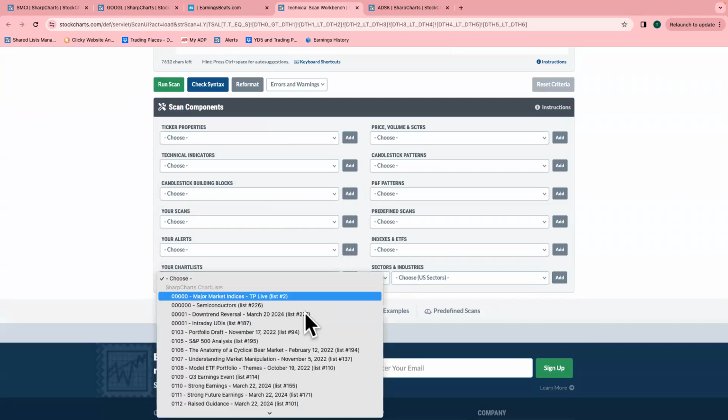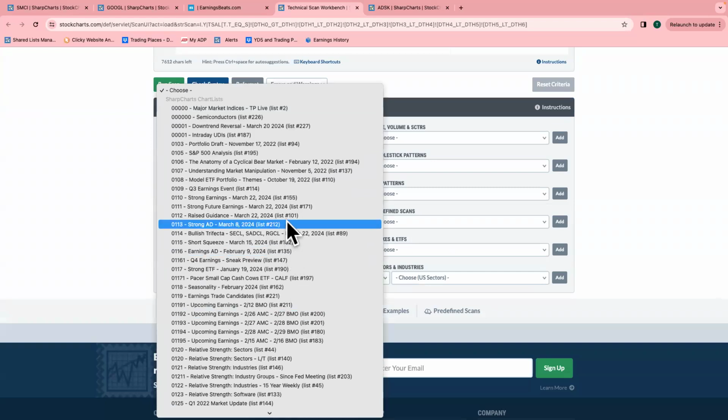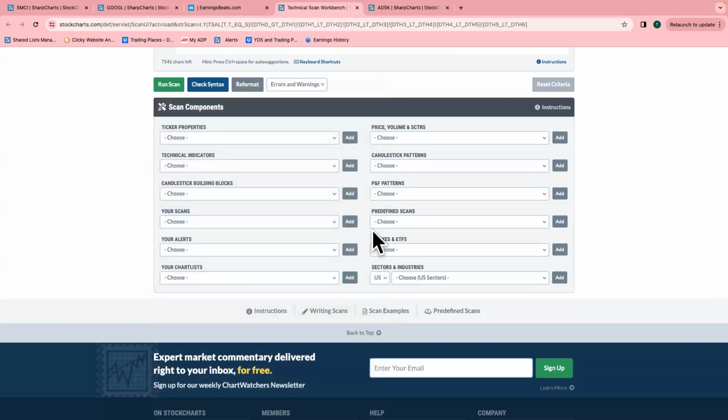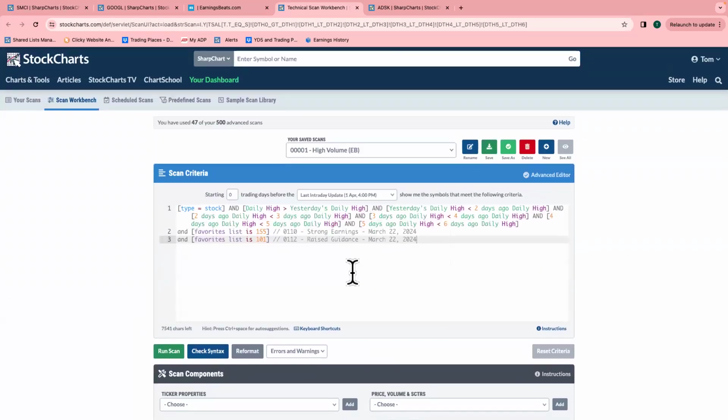So we'll put in strong earnings, and then we'll put in raised guidance. So these are companies that both beat earnings estimates, look good technically, are liquid, and then also raised guidance. They have to have done all of those things to come up on the scan. They also had to have been showing a downtrend where the intraday high went down at least 5 days in a row.